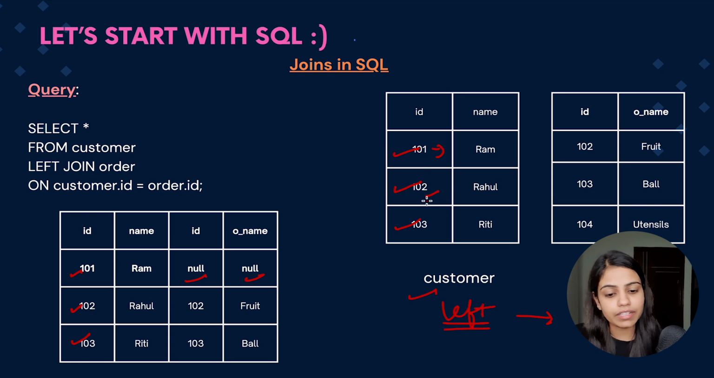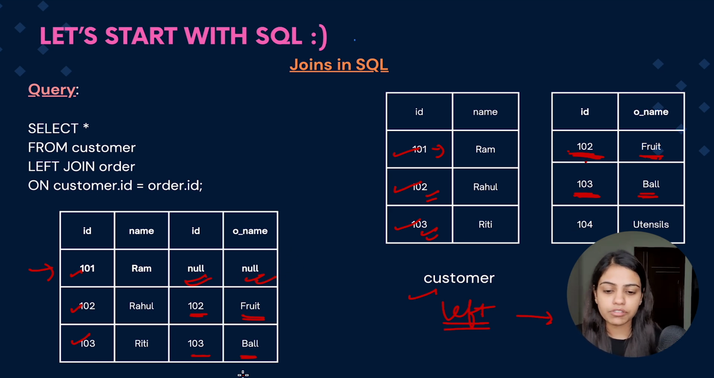Now is ID 102 present here? Yes, the ID 102 is present here. So we will take the value as 102 and fruit. Now is the ID 103 present here? Yes, the ID 103 is present here. So it will take ID 103 and the order name as ball. So for the ID 101, it didn't have any entry in table 2, so it filled null values for all the columns of table 2.